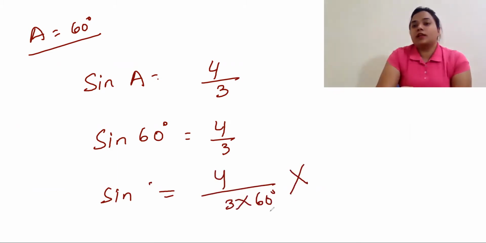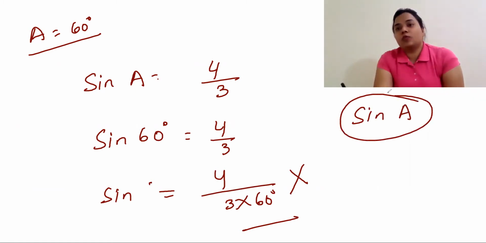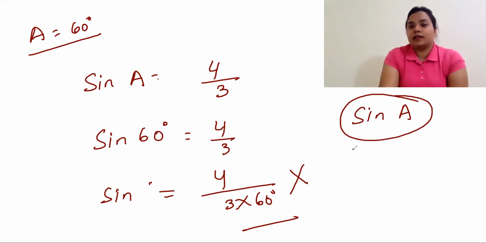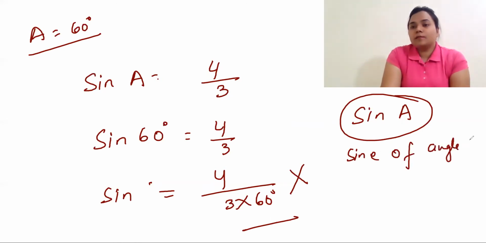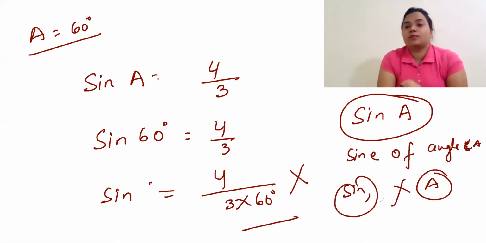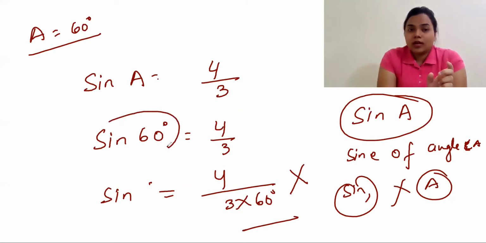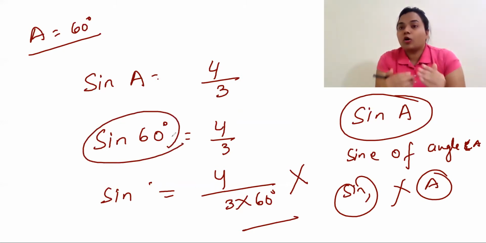This is completely wrong because sine A means sine of angle A. So we cannot write sine separately and A separately. This doesn't mean this. Sine A means sine of angle A. So we have to write it together. Sine 60 will have some value and according to that value we need to solve. We cannot separate it. Just keep this thing in mind.